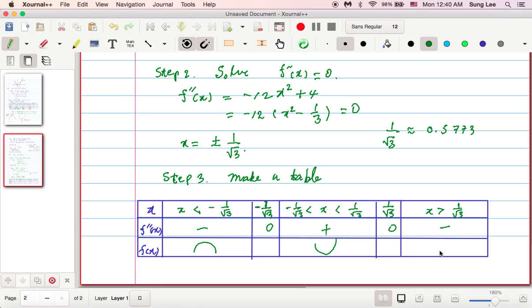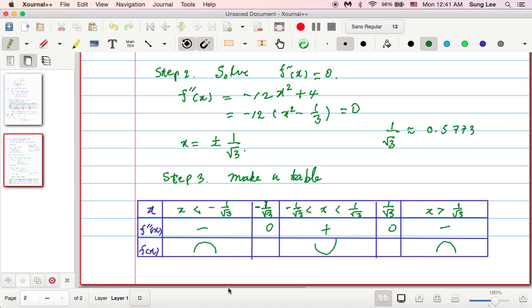And then here, frowning face again. Okay, right. Okay, so we see that at x equals negative 1 over square root of 3, the concavity changes from concave down to concave up. And at x equals 1 over square root of 3, the concavity changes from concave up to down. So actually these two points give rise to the inflection points, points of inflection.